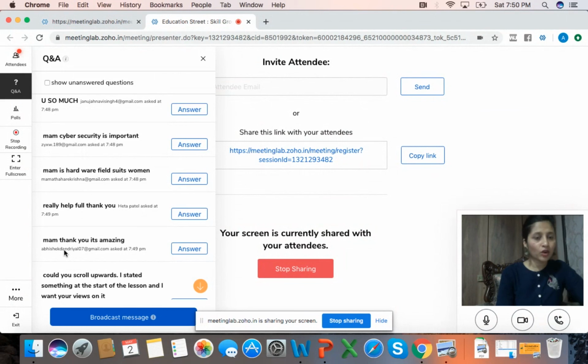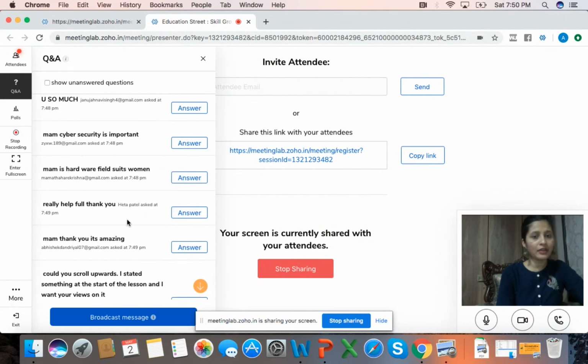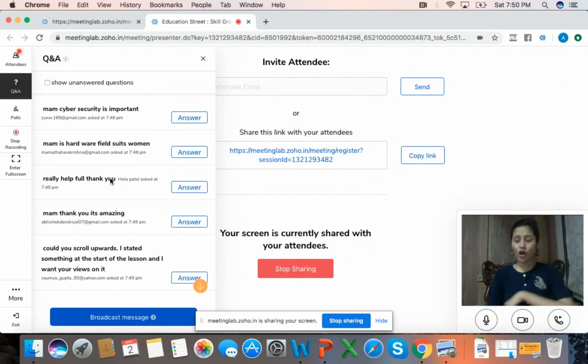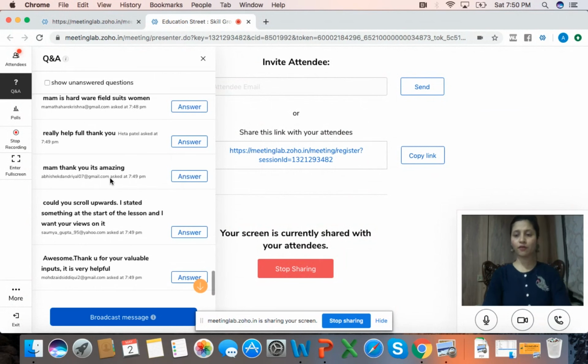Mamta is asking whether hardware is difficult or whether it's suitable for women. Of course, it is widely suitable for women as well, because you always have a core team doing the actual hard work of setting things up. But of course, to learn that, you need to start and do things on your own. It is suitable for everybody. I don't think there is any way it is not suitable for women, because there are already a lot of women behind it. So I would say it is certainly very suitable for women as well.